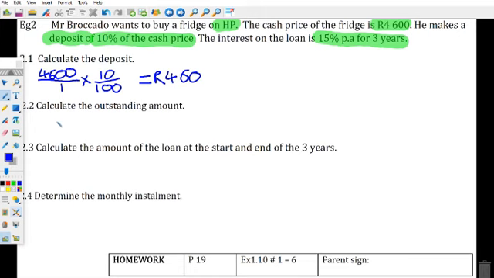Calculate the outstanding amount. So he paid 460 Rand. How much is he going to pay? What's my outstanding amount? Simple. 4,600 minus that 10%, which is 460. Do you agree? So the outstanding amount here is going to be 4,140.